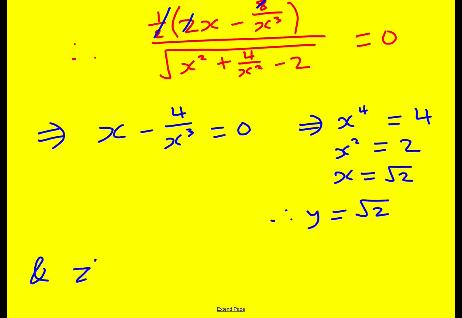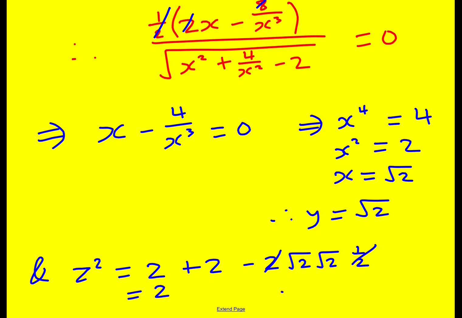And z squared will therefore be x squared plus y squared minus 2 times x, y, whoops, x, y cos 60, which was a half. They're going to cancel. So I'm going to get 2 plus 2 minus 2. I'm going to get 2z.